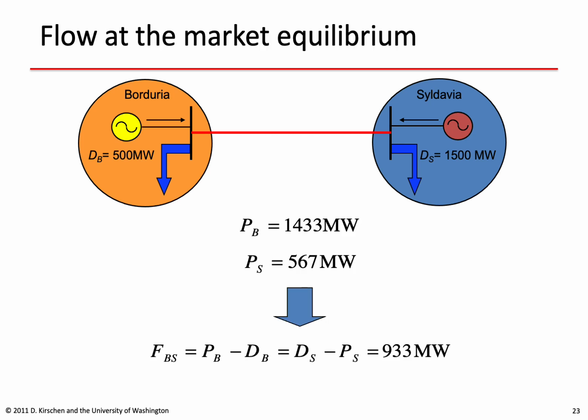Now, if we produce 1433 megawatts in Borduria and the demand in Borduria is only 500 megawatts, that means that we have 933 megawatts that flow from Borduria to Syldavia. That's what we represent by FBS. Or we can do the calculation the other way around and say that if the demand in Syldavia is 1500 megawatts and the production in Syldavia is only 567 megawatts, the missing 933 megawatts are imported from Borduria on this interconnection.